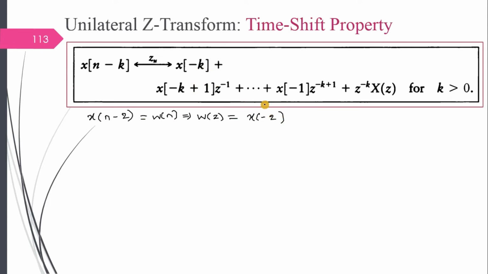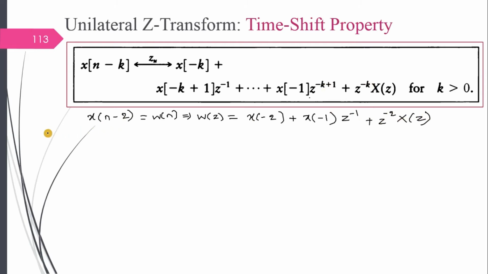So here I wrote x of minus 2, plus x of minus 2 plus 1, which is minus 1, that is z inverse, plus, as I have already written, this is the generalized expression. The next one, because k value is 2, is z raised to minus 2, x of z. So this is x of n minus 2.